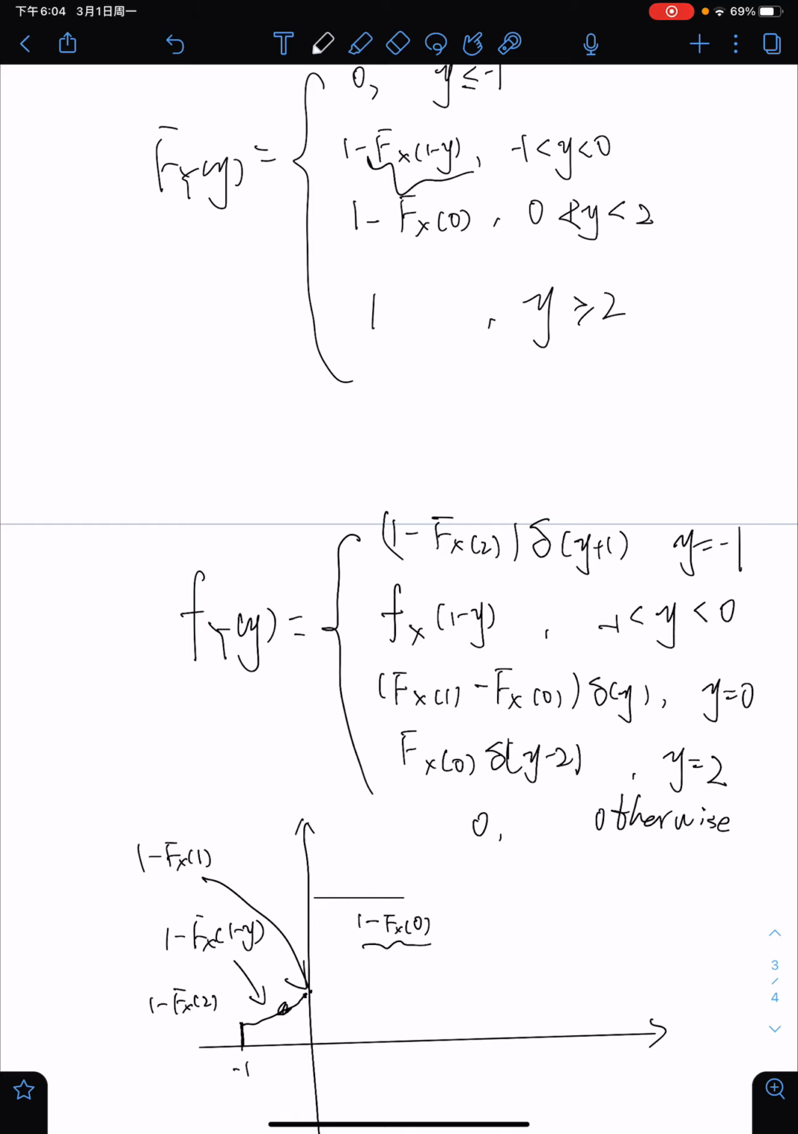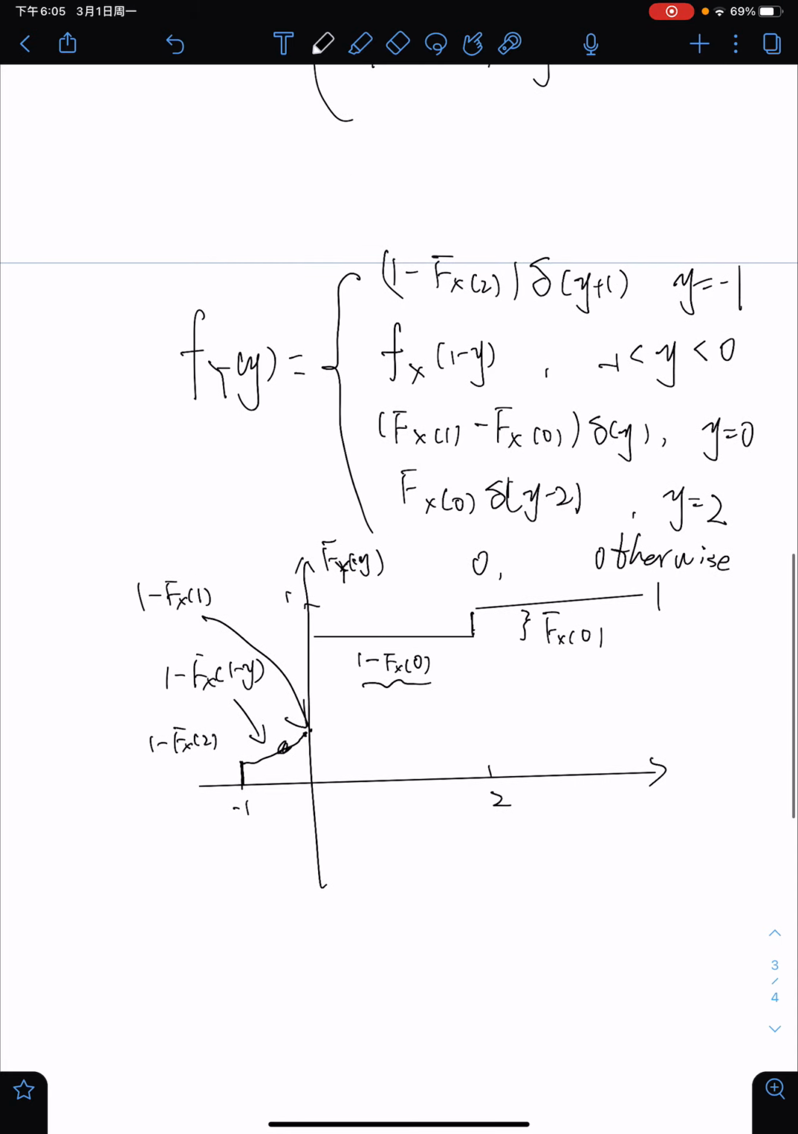And we know when y equals to 2, the distribution function will be 1. So here is the impulse, and here is 1, and this part is Fx(0). So we get the figure of the distribution function.